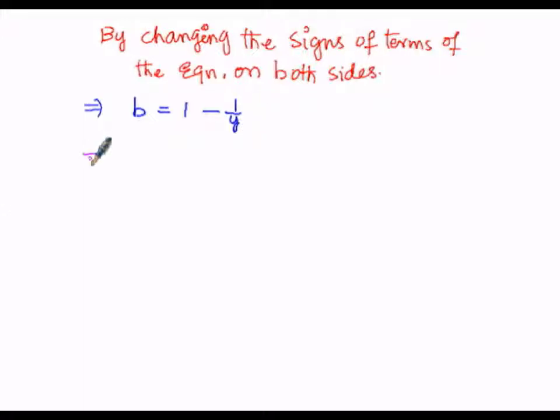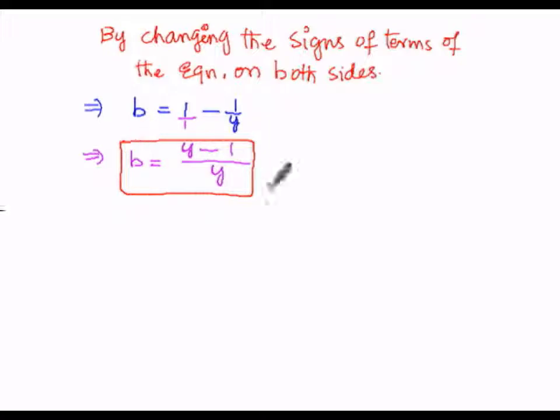That implies b is equal to, the LCM will be y, because the denominator here is 1. Since the denominator is 1, we can cross multiply: one times y is y, and y into 1 is y, minus y gets cancelled, only 1 is left over. So let us treat b equals y minus 1 by y as equation number 4.